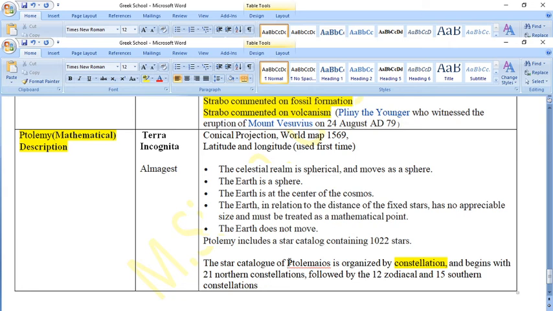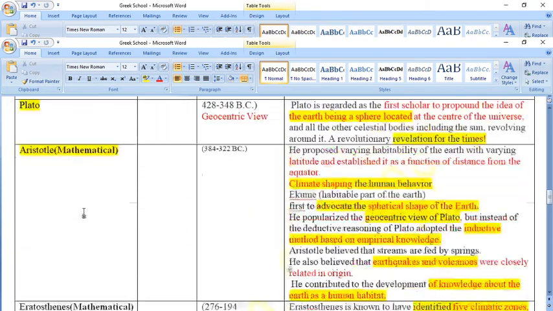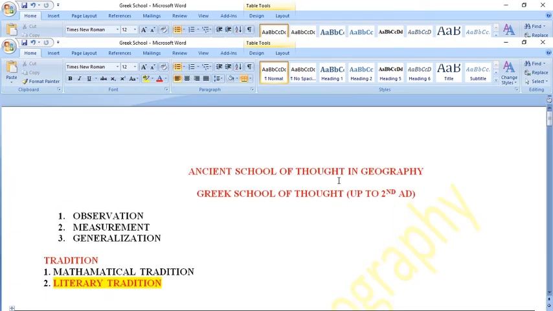He was the first person who proposed latitude, longitude, and central meridian, and plotted a world map on a two-dimensional surface with the help of conical projection. He identified 1022 stars. He also believed in the geocentric view of Earth. According to Ptolemy, Earth is the center of the universe, and the Sun and other planets move around it. He calculated the circumference of the Earth, but it is quite different from Eratosthenes' views. All these are the mathematical approach of Ptolemy.